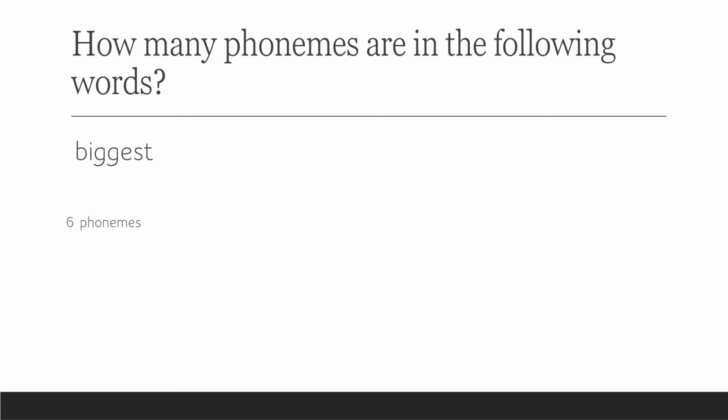6 phonemes. There's 7 letters, but we only say the G ones. How about elephant? Again, the PH only makes one phoneme. So we have 7 phonemes in elephant. E, L, E, F, A, Nt.